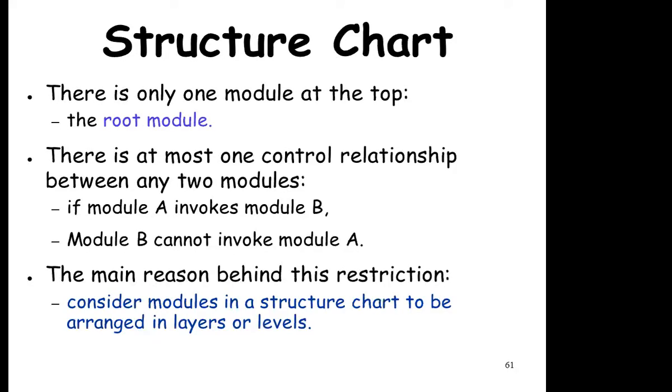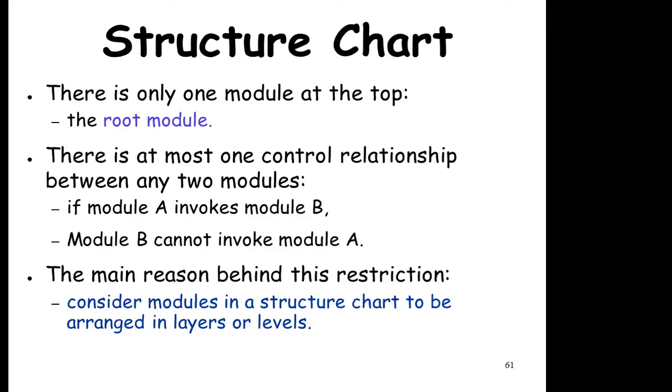Next one. So, the structure chart. There is only one module at the top, which is known as the root module. It may have many modules under it, and it also represents the control relationship through the arrows. What is the control relationship between the different modules?